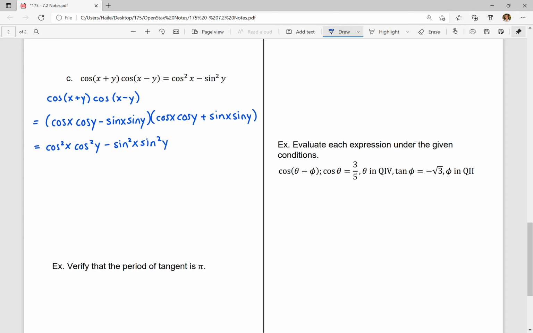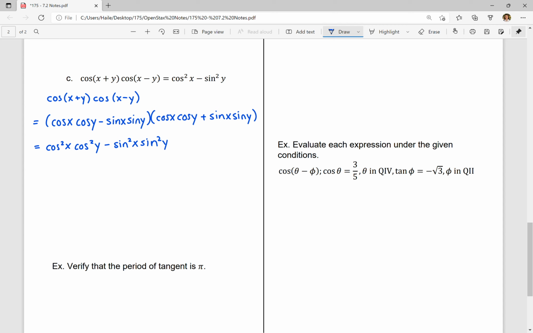But I still want to get to cosine squared x minus sine squared y. So I have part of that showing up, but I still need to get rid of that cosine squared y and that sine squared x. So this is where this starts to get a little tricky. What I'm going to do is take each of these things that I want to get rid of and figure out how I can write it in terms of the things that I want.